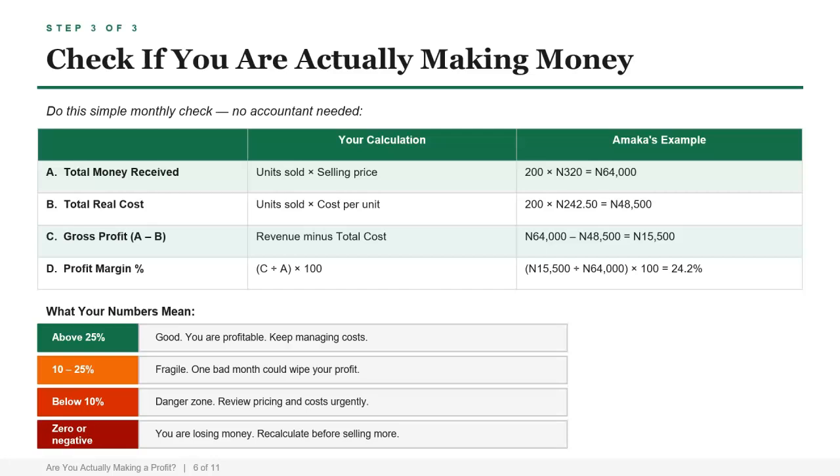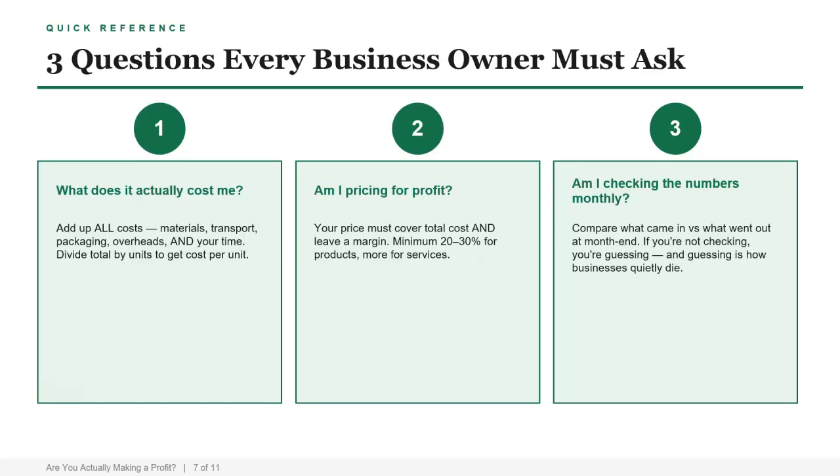You have to do this monthly check, and of course, I will not forget to mention that you have to keep records, because the only way you are going to be able to do this calculation effectively is by keeping your books. So, three questions every business owner must ask. What does it actually cost me? Add up all your costs: materials, transport, packaging, overheads, and your time. Divide the total by units to get your cost per unit. Am I pricing for profit? Am I checking the numbers monthly?